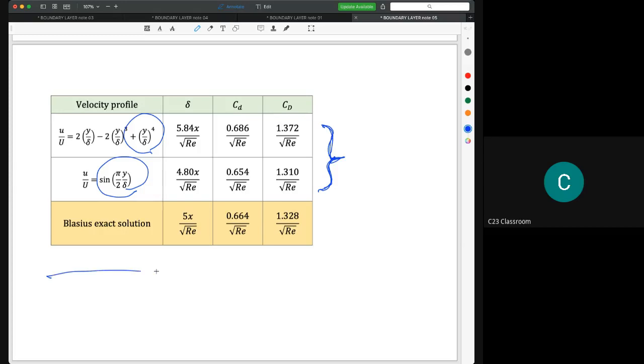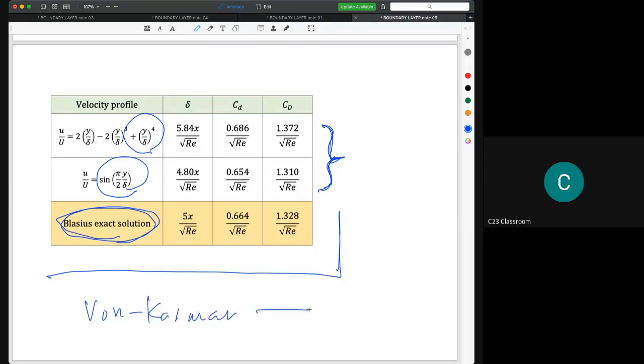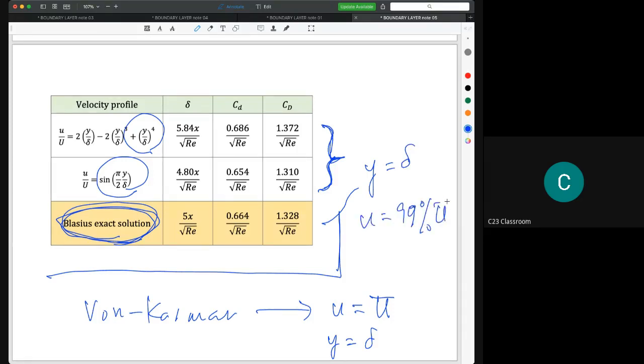So kemudian kita akan melihat satu lagi penyelesaian yang dipanggil Blasius exact solution. What is the difference between Blasius exact solution dan von Karman? So the difference is in von Karman we use idea of U equal capital U at Y equal to delta. But for Blasius exact solution, we will use the idea of at Y equal to delta, U is 99% of capital U. That's why Blasius ni nama orang.